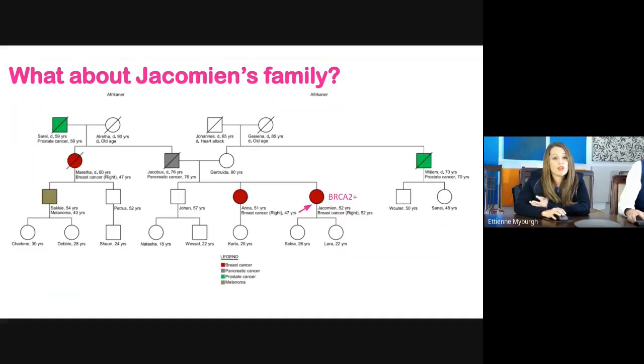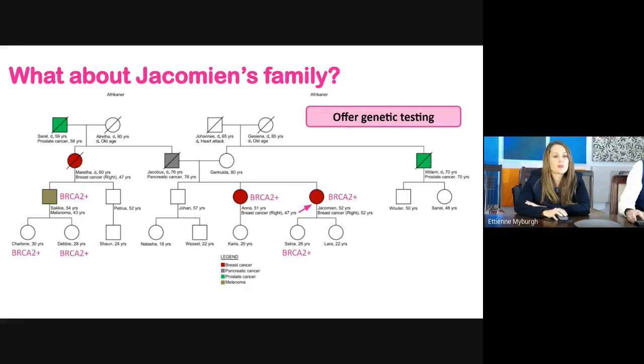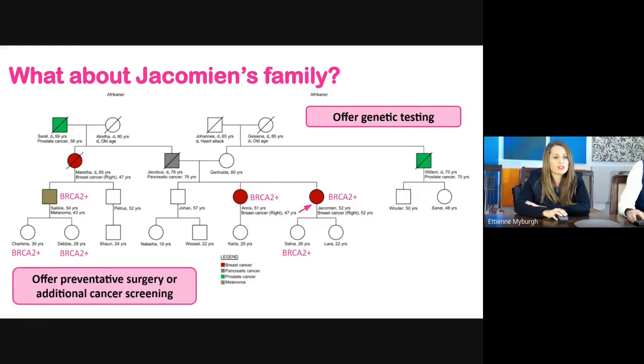So now I've spoken to Yakamine about her risk. So what about her family? Now we can offer testing to the family members. They all agreed, so we tested all of them, and these were all the ones that tested positive. You can see that one of her daughters carries the BRCA2 gene. You can also see a sister carries it. And on her paternal side, you'll see that a paternal cousin also carries it, and his two daughters. So we can now offer preventative surgery and additional screening for those individuals.